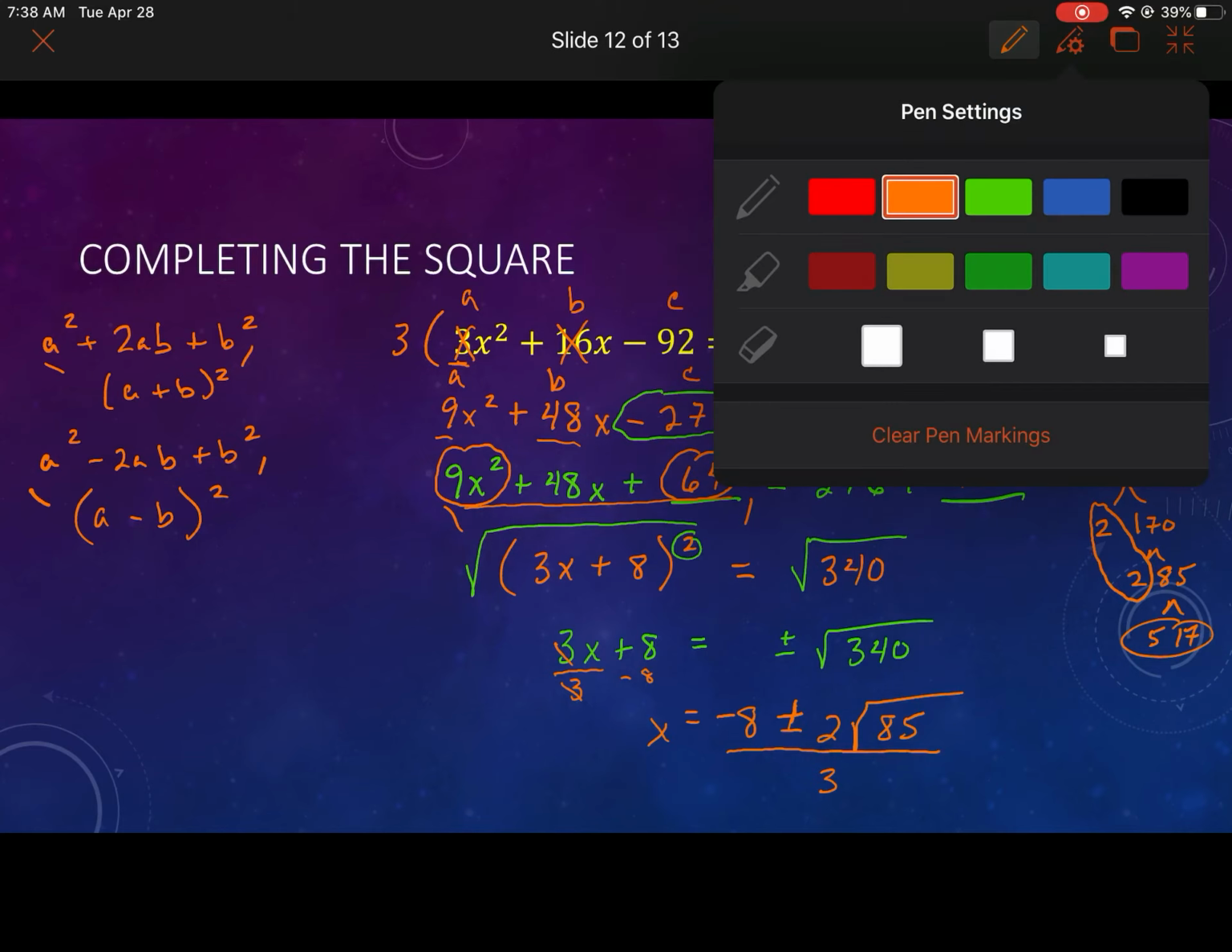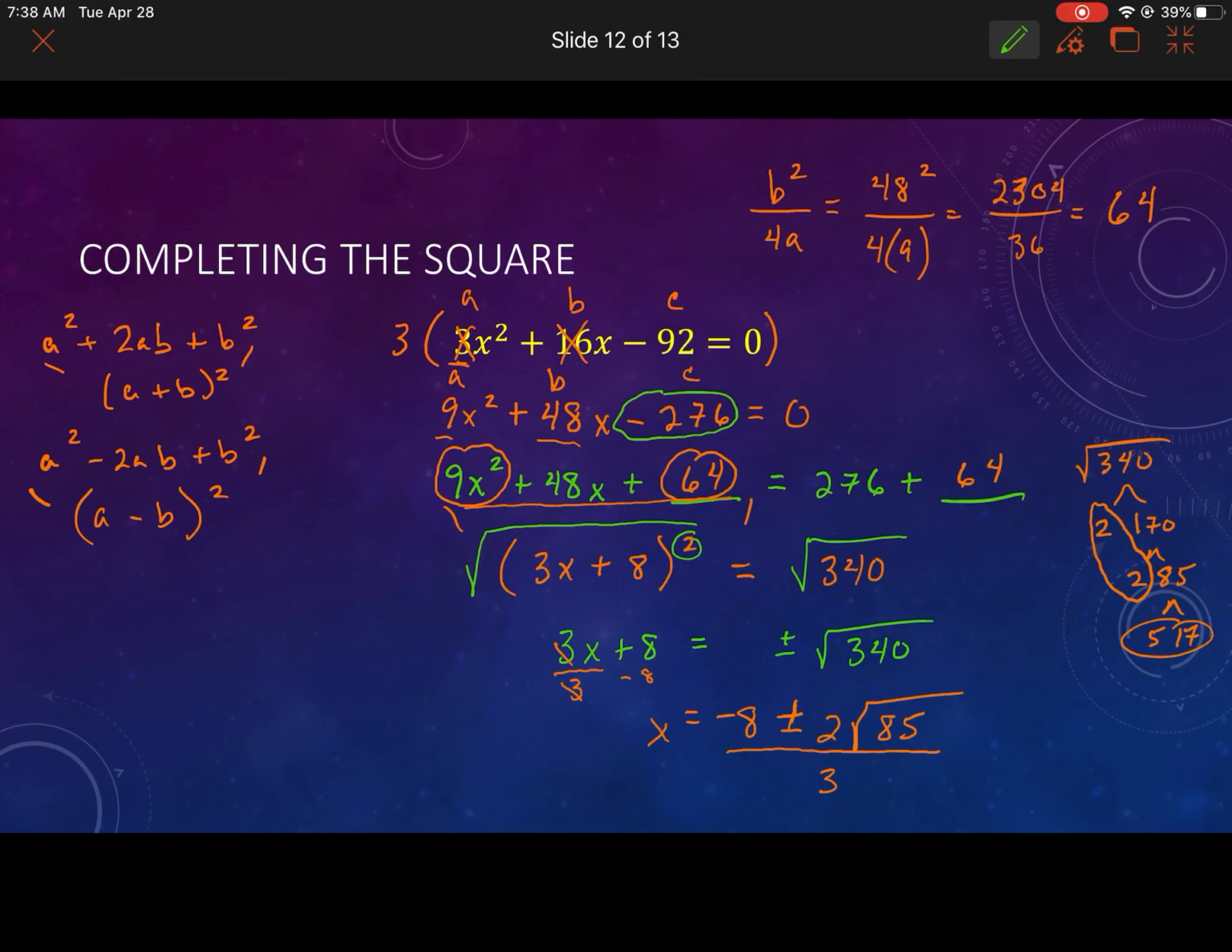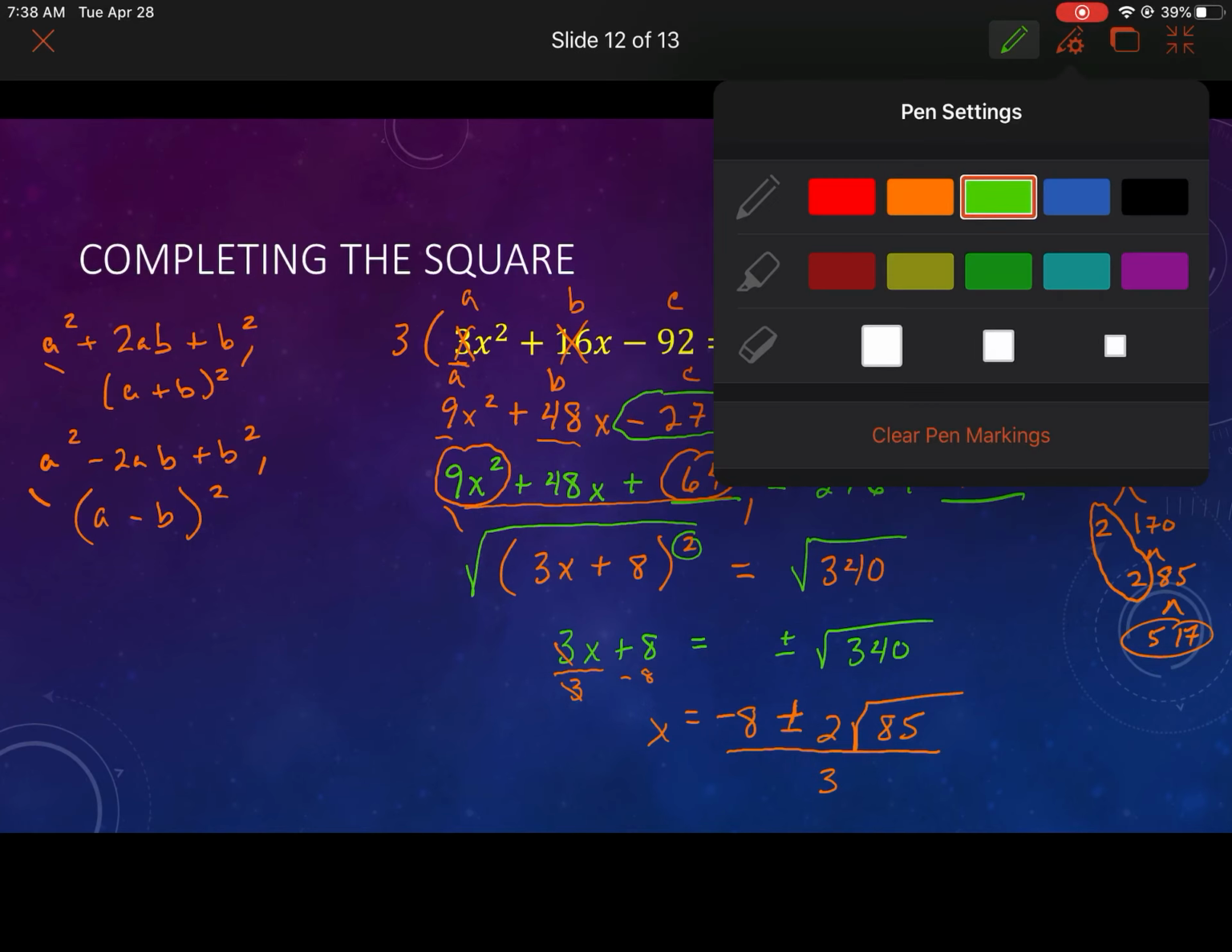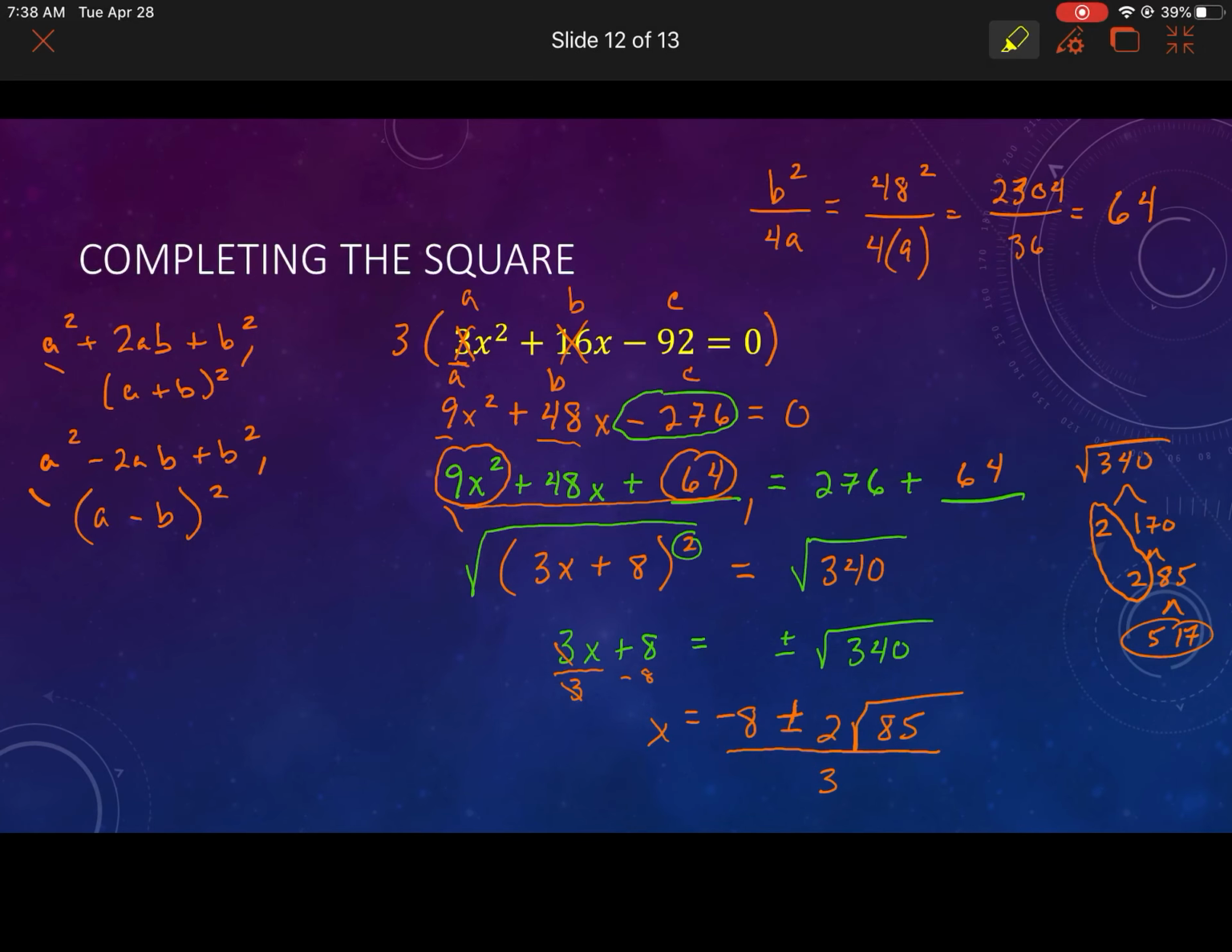All right, now in most cases you're going to be done here, but you do want to check to make sure we don't have any fractions that can be reduced. So I look at my three numbers here, and since 3 doesn't go into 8 or 2, then I know that that's as simplified as I can make it. So this would be my two solutions, okay? Negative 8 plus or minus 2 radical 85 divided by 3.